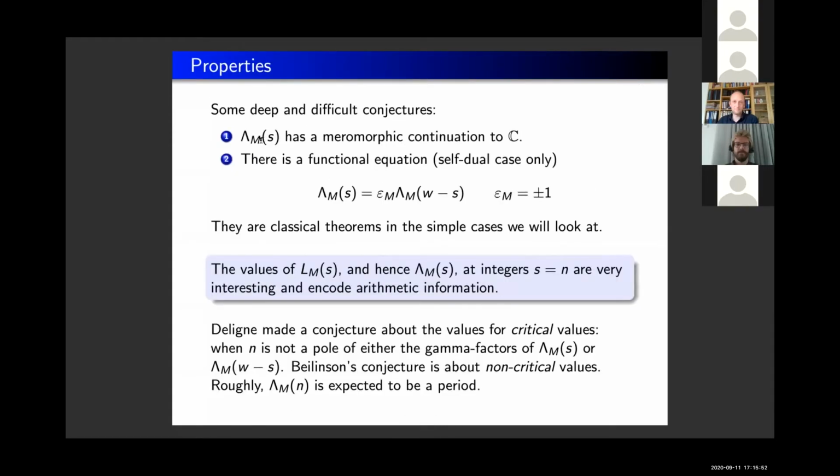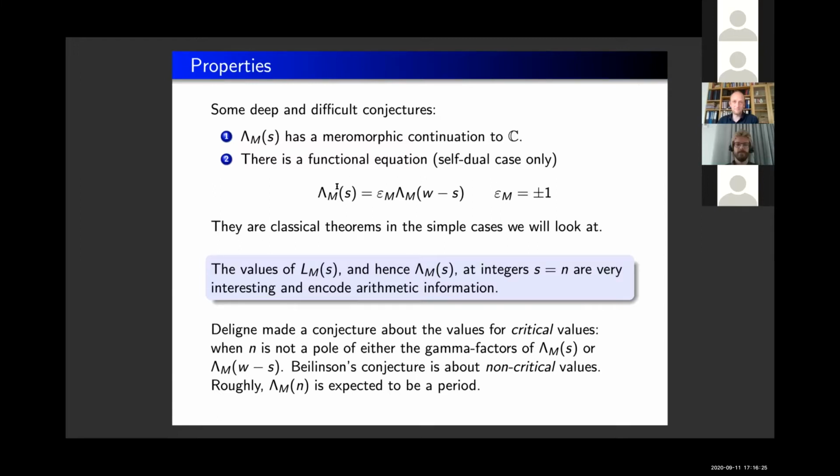So once you've completed your L function, you conjecture that the function lambda has a meromorphic continuation to the whole complex plane. In fact, you conjecture a lot more. You can say something about where you expect the poles to be. It needs also to be bounded in vertical strips. There's a whole bunch of things that are conjectured, which I will gloss over. And then there should be a functional equation. So here I've made an assumption. I've written here self-dual case only.